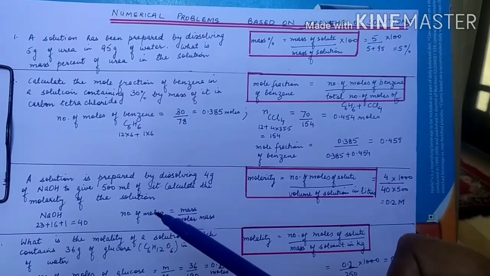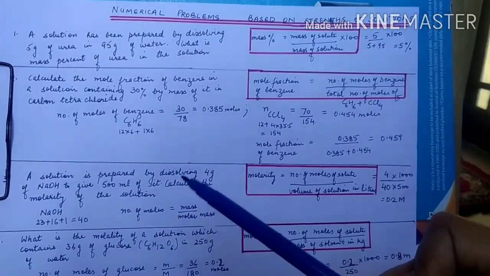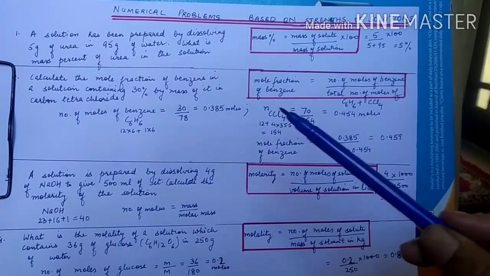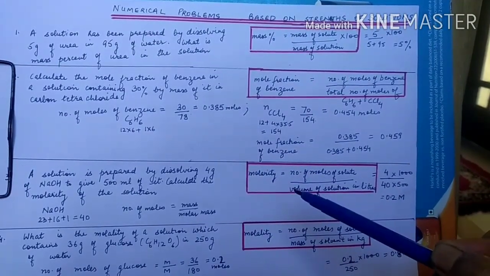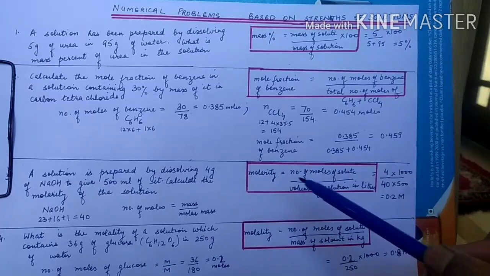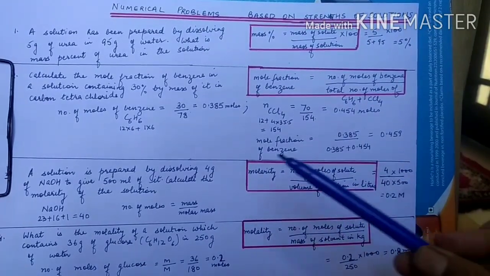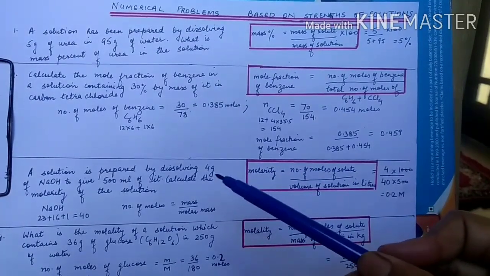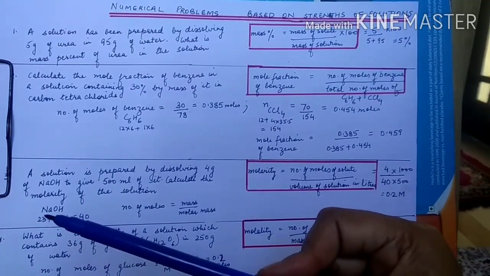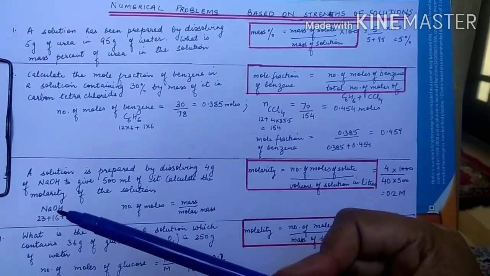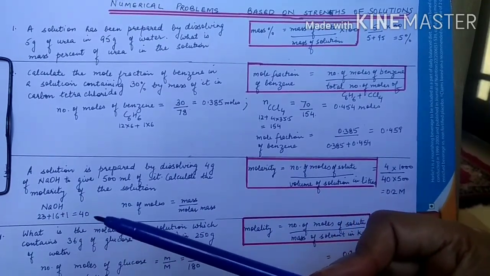Calculate the molarity of the solution. So molarity is the number of moles of solute dissolved per liter of the solution. So formula will be molarity, number of moles of solute upon volume of solution in liters. To find out the number of moles, we know 4 grams of NaOH. Now molar mass of NaOH will be Na atomic mass 23, oxygen 16 and hydrogen 1. 23 plus 16 plus 1, 40.